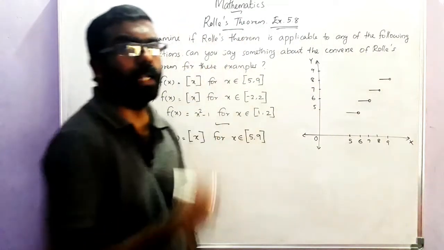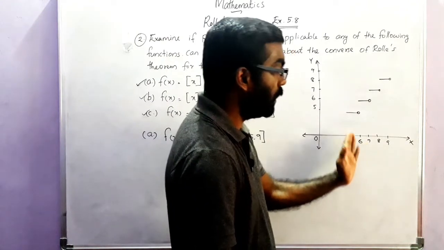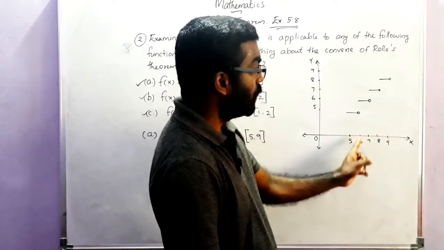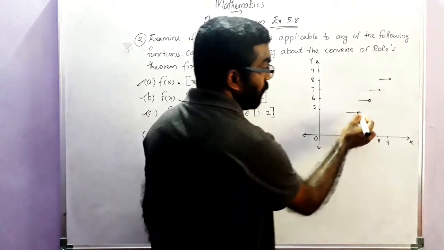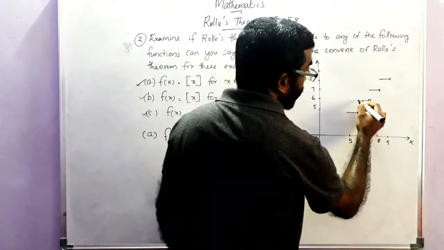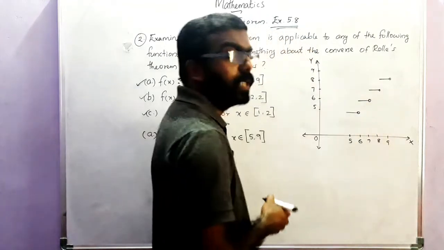The graph looks like this. That means from 5 to 5.9999 etc., the image is 5. But the image of 6 is 6. That is why we use this symbol. Clear? Then 6 to 6.999, the image is what? 6.